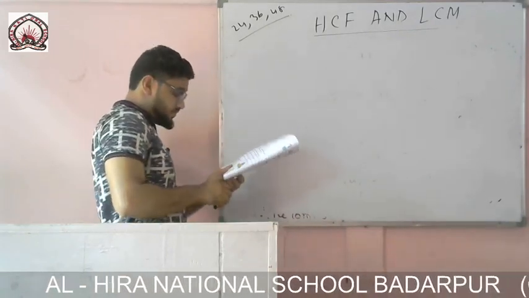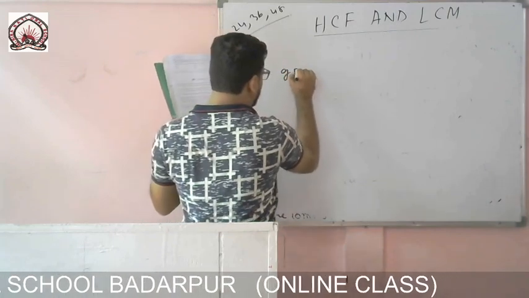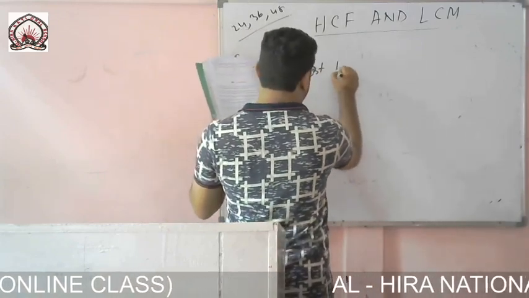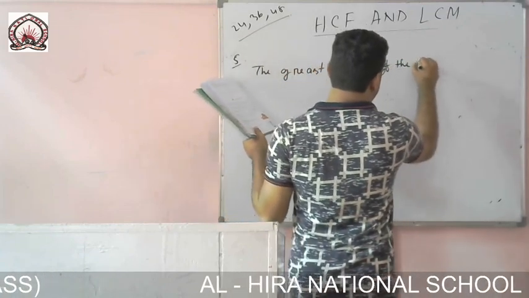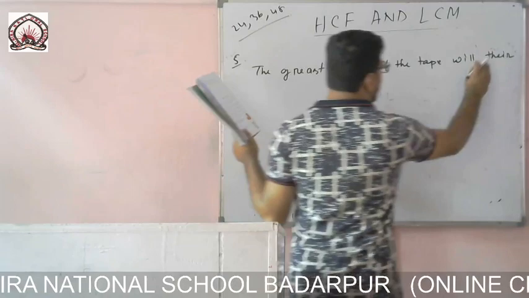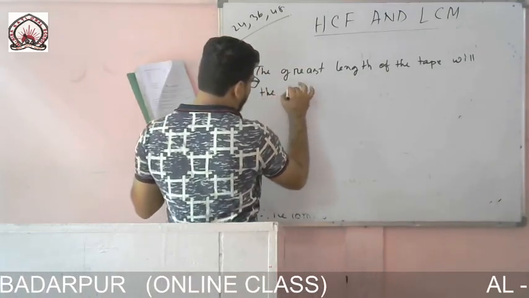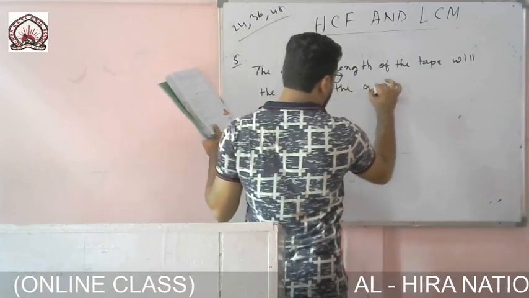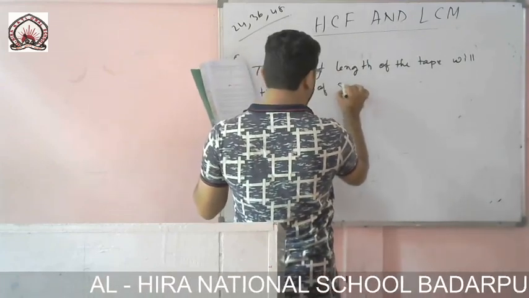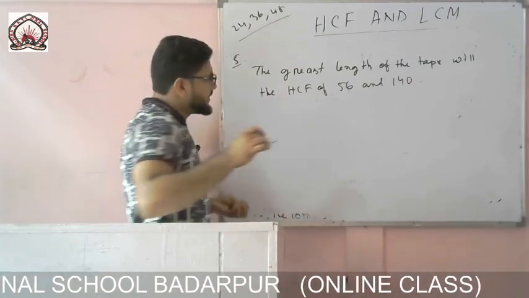So question number 5. Write: the greatest length of the tape will be the HCF of the two measurements, the HCF of the given numbers. HCF of 56 and 140.